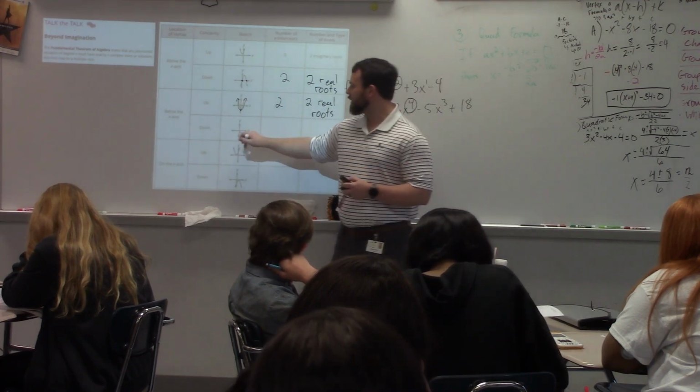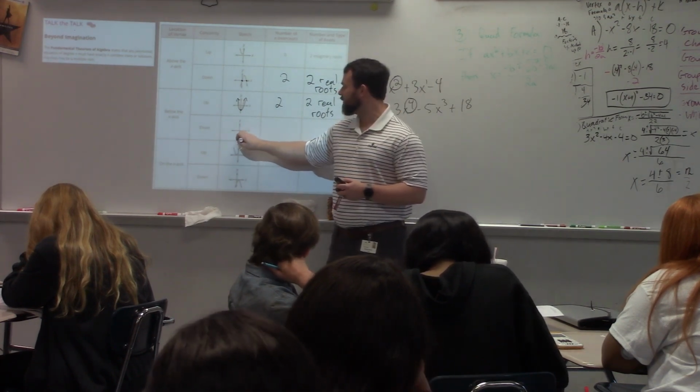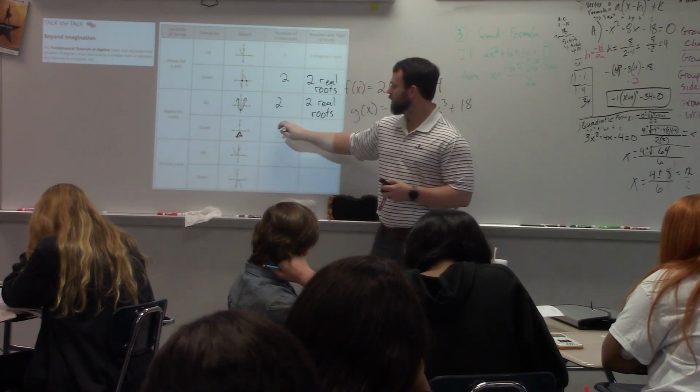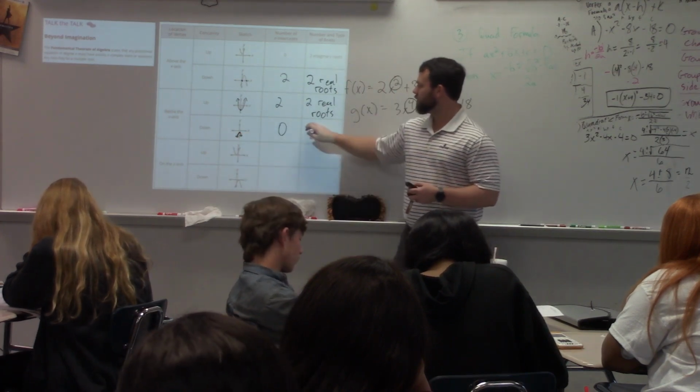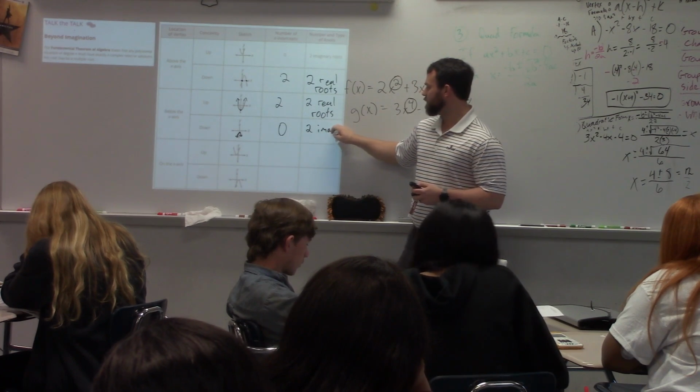Okay. Vertex is below the x-axis and it's concave down. How many x-intercepts? 0. Types of roots? 2 imaginary.